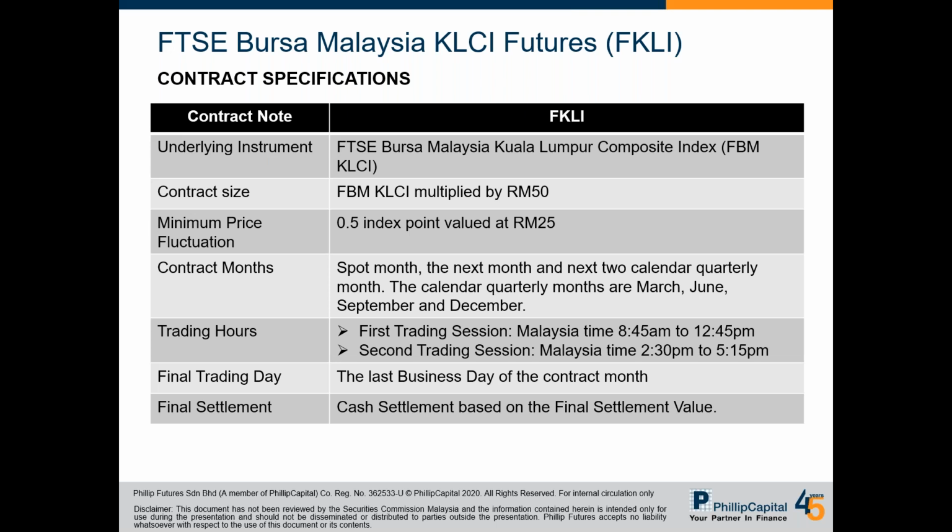The final trading day for FKLI is the last business day of the contract month. I will give you an example. If the last day, which is the 31st, falls on a Saturday, the last business day will be the previous day, the 30th, which is a Friday. Lastly, the final settlement for FKLI will be cash settlement based on the final settlement value.